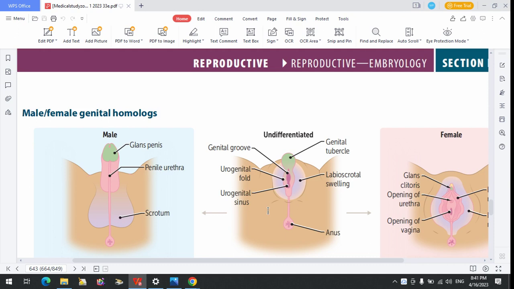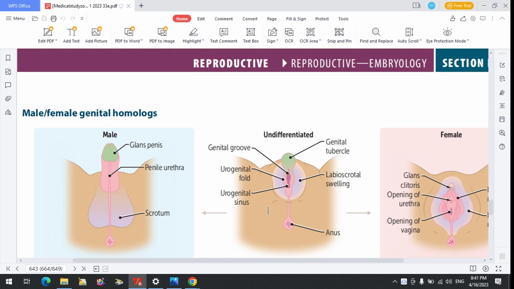You said again that the urogenital fold in the male closes to form the penile urethra. Fantastic. And in the female, it remains open to form the labia minora. Yes.